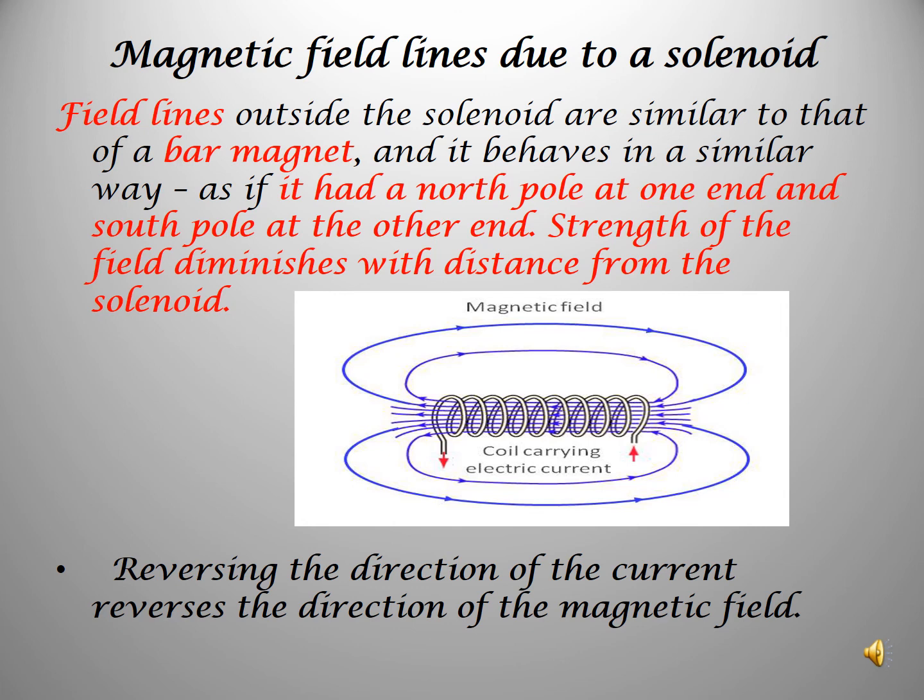You can very well see that at the ending and beginning part, that means where the field lines are emerging and coming back, there the concentration of field lines is maximum. And as they are going away from the source of the solenoid, you can see they are becoming fewer in number. Reversing the direction of the current reverses the direction of the magnetic field.